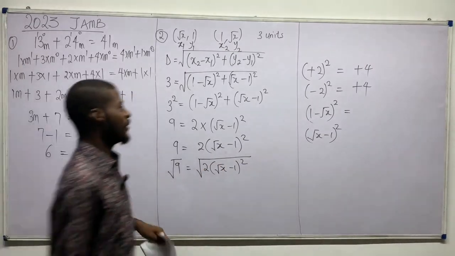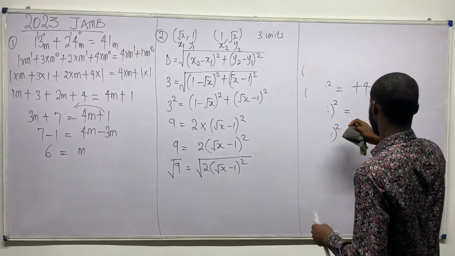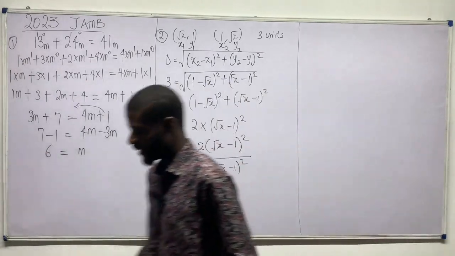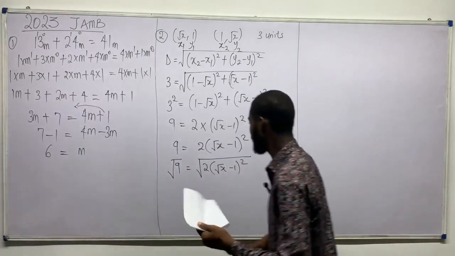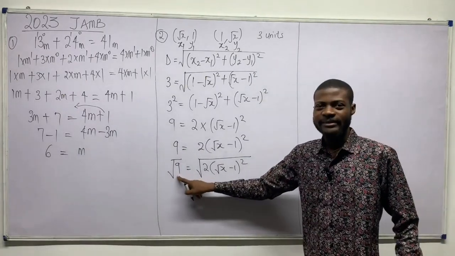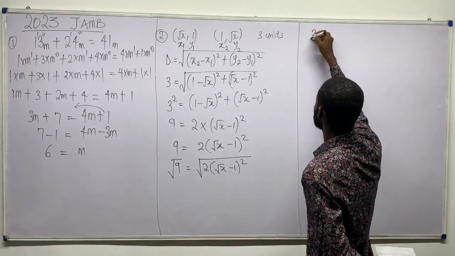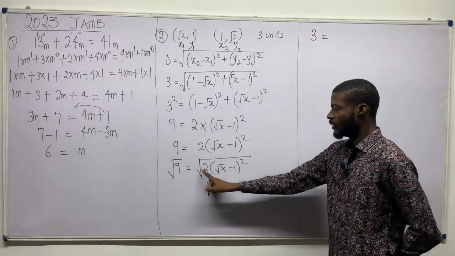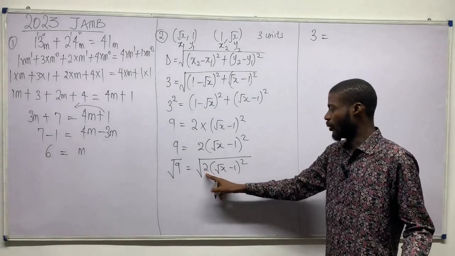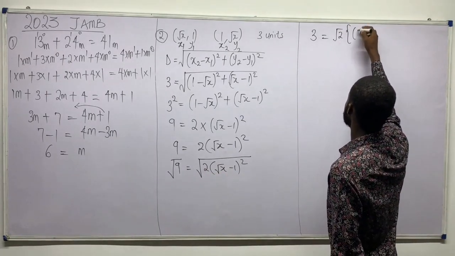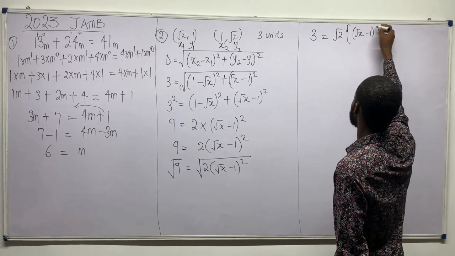Like I said, I love this very problem. I don't know, but I kind of love it. Okay, so let us see. Now, what is the square root of 9? That's 3. So this is 3 equal. The square root of 2, does it have an answer? No. So it means this will become the square root of 2 times (root x minus 1).